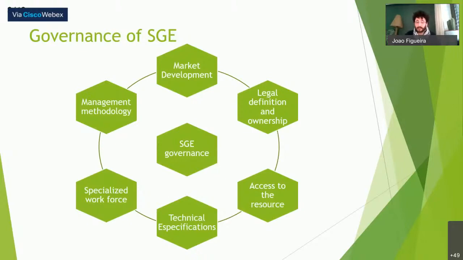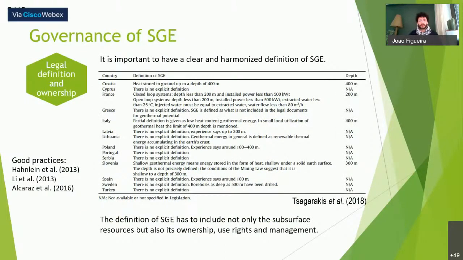So I will start by talking about the legal definition and ownership. It is important to have a clear and harmonized definition of shallow geothermal energy. Otherwise, the market will have no support. This figure here is from a paper I did in another COST Action, the previous one regarding shallow geothermal energy. We did a survey among the countries present in the COST Action, and we identified this problem of definition. As you can see, we have the countries here and their definition, if there is one, and then there's the depth that I used as a threshold for the definition itself.